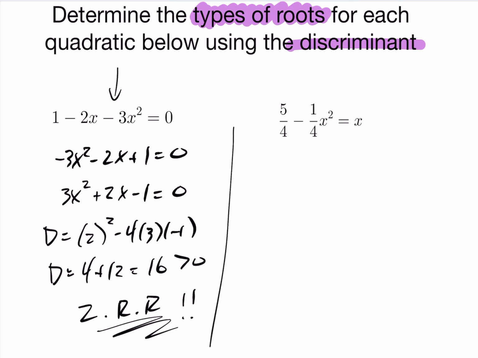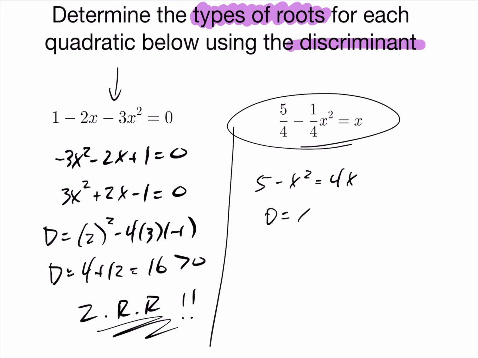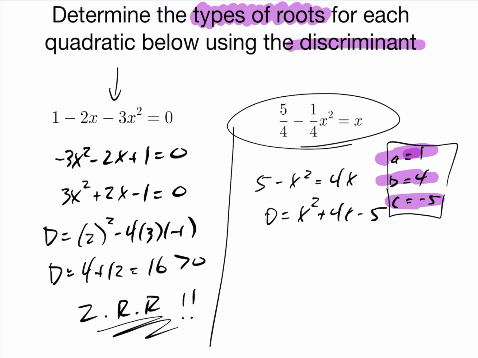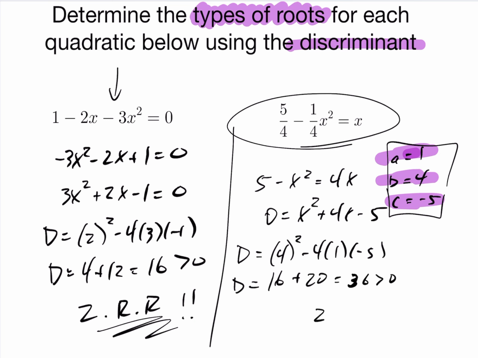So in the next example here, we can go ahead and multiply across by 4, giving me 5 minus x squared equals 4x. I'm going to go ahead and bring everything to the right-hand side, giving me x squared plus 4x minus 5. Now I know my a value here is 1, my b value here is 4, and my c value here is -5. Subbing this into my discriminant, I get b squared minus 4ac, and I end up getting here 16 plus 20 is 36. And that is greater than 0, so again, this example here will give me also two real roots.